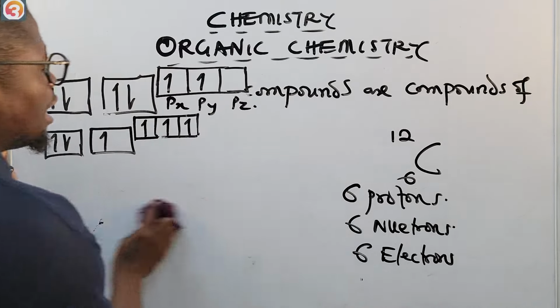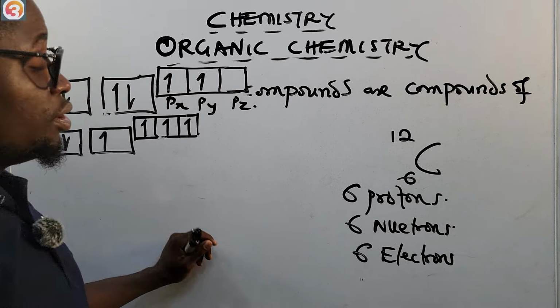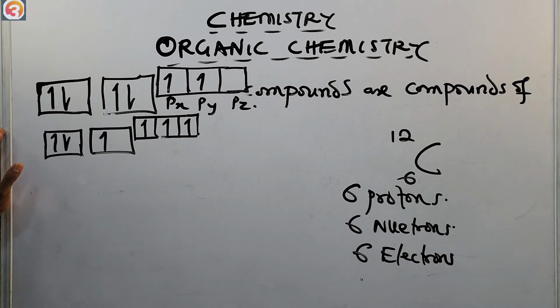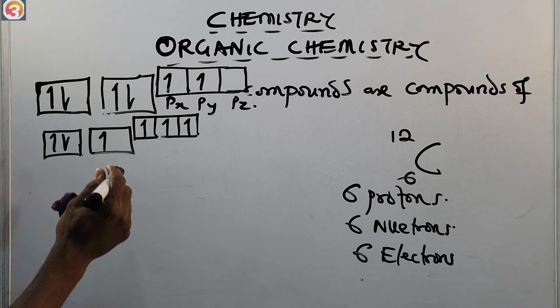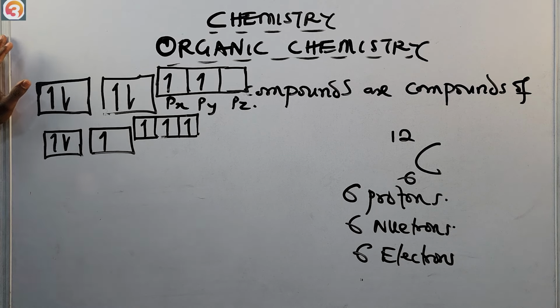So carbon has 6 protons, 6 neutrons, and 6 electrons. We have seen the electronic configuration of carbon: 1s2, 2s2, and 2p2, because it has 6 electrons. As you can see, evidently, from here, it has 6 electrons.